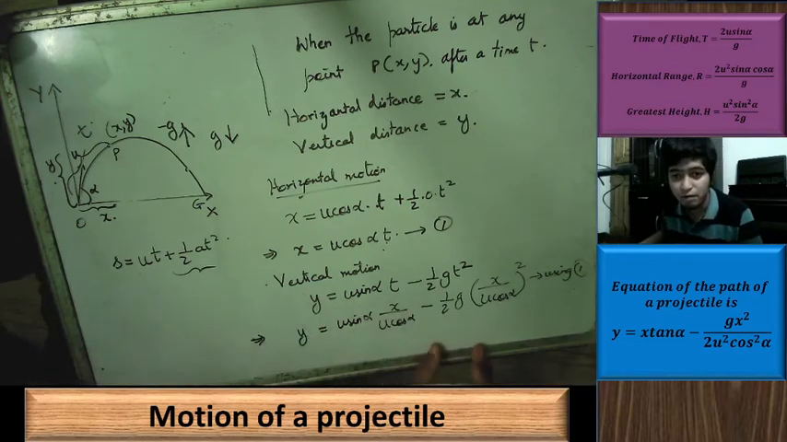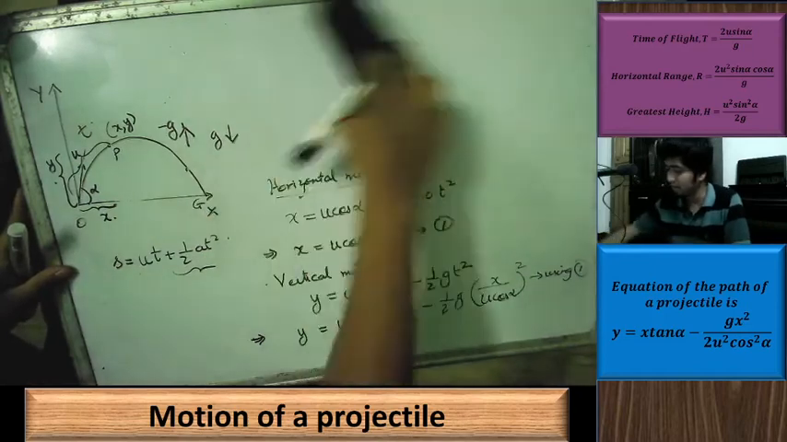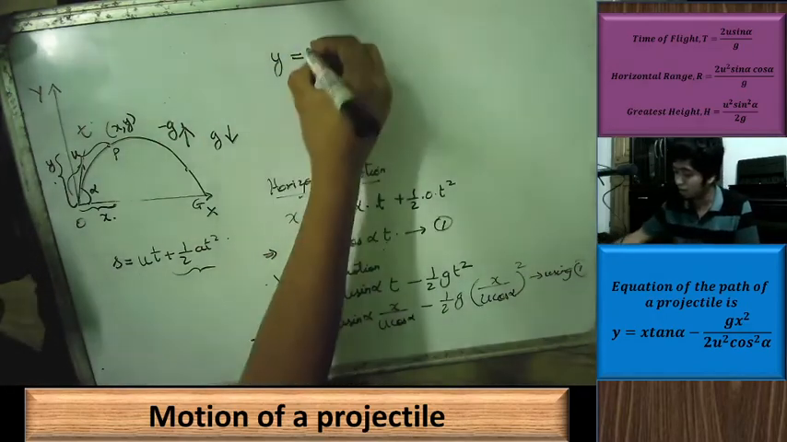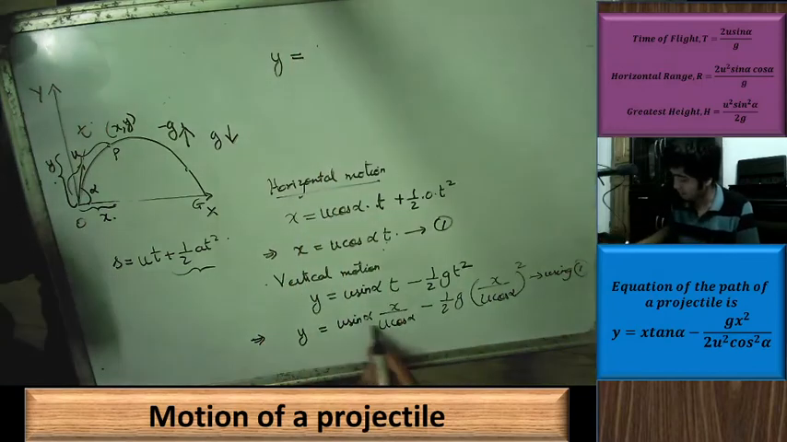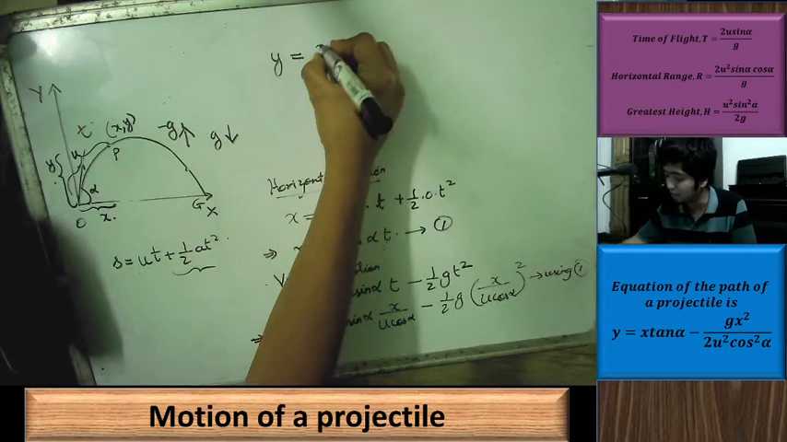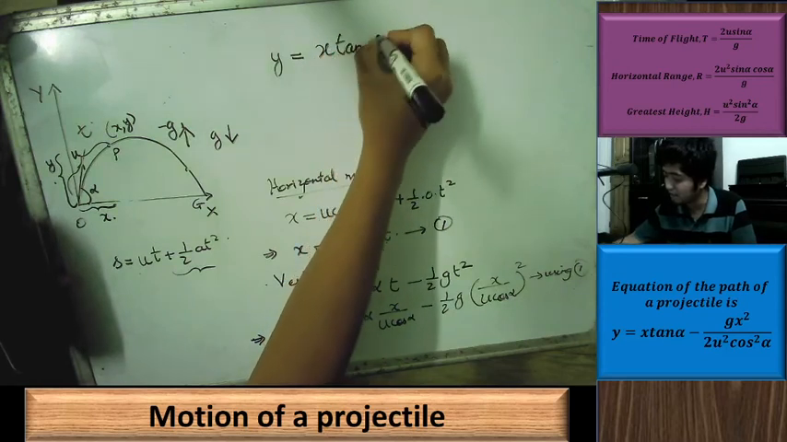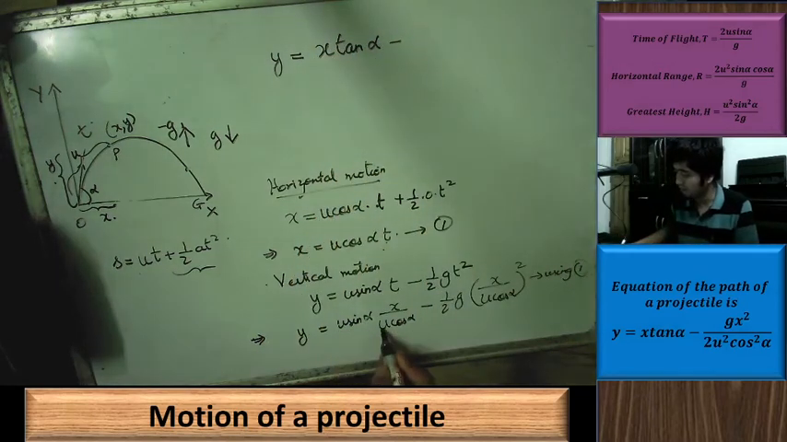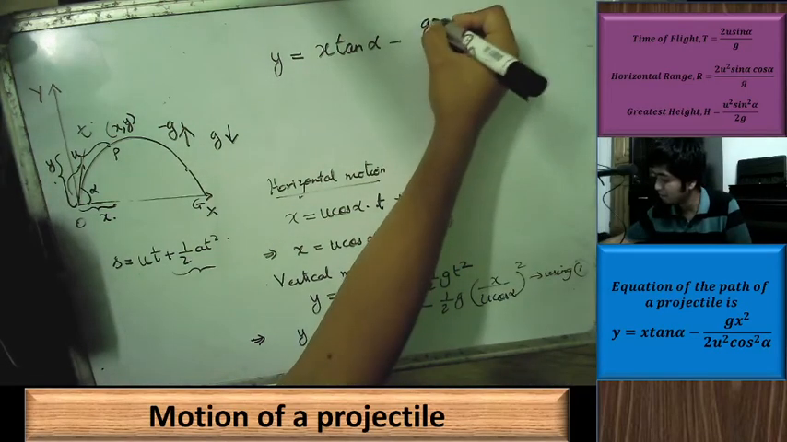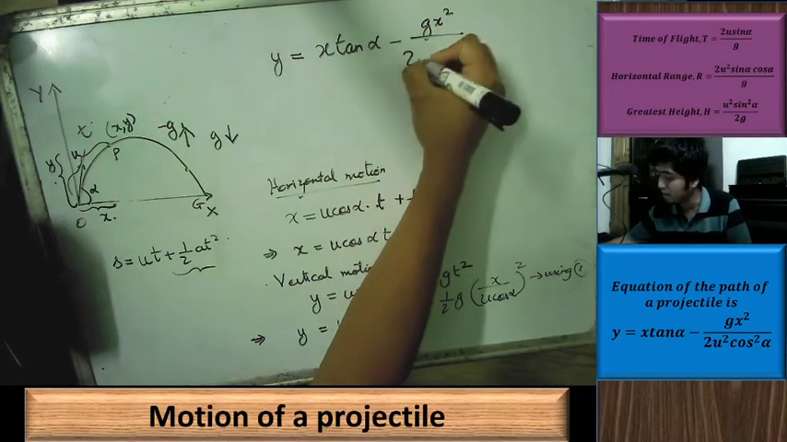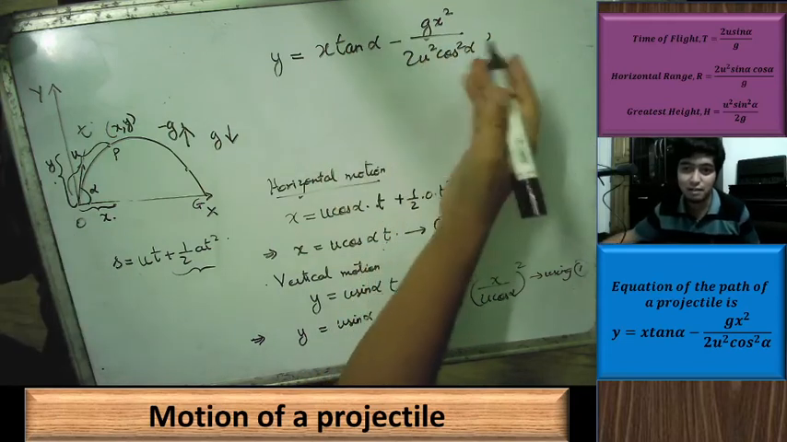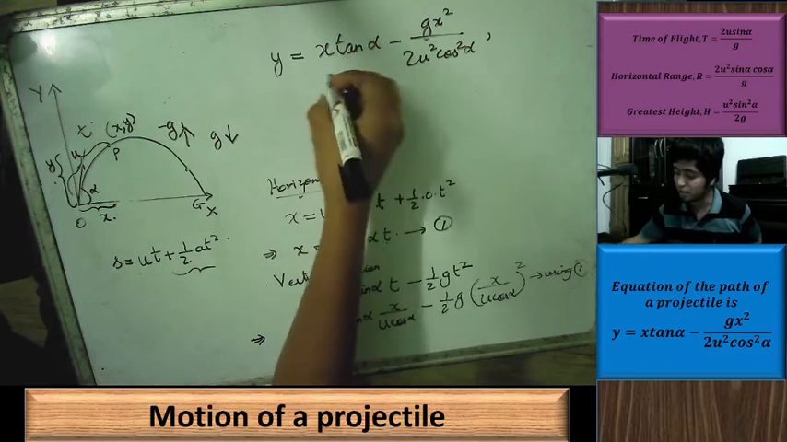So after doing all this, we will be having the required path, which is y equals sine alpha by cos alpha, which is tan alpha, so you will be having x tan alpha. u and u will get cancelled, minus g x squared upon 2 u squared cos squared alpha, which is the required equation of the path of a projectile.